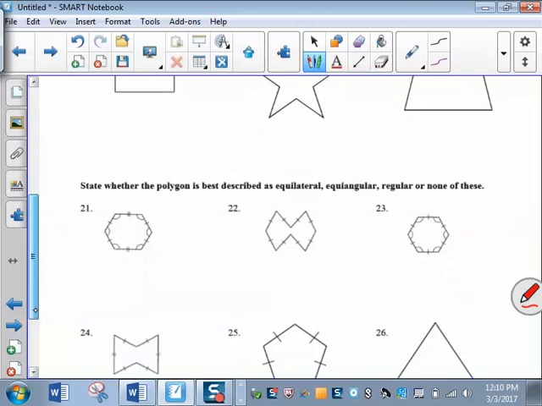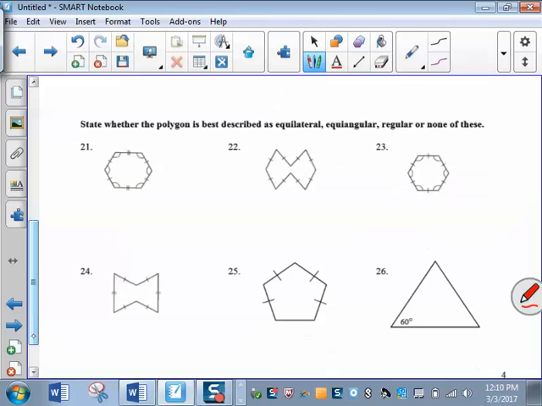And the last exercise here with these 6 problems is to tell me, is it equilateral? Is it equiangular? Is it regular? Or is it none of these? So, do these 2 pages for practice. I expect these to be completed and turned in when I see you in class again.